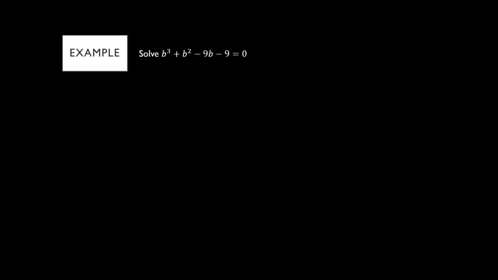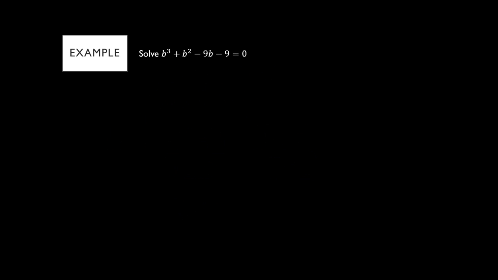Here we've got 4 terms. We've got b cubed plus b squared minus 9b minus 9 equals 0. So there's no greatest common factor here. I can't factor out a b like I factored out an x because the last term doesn't have one. But when you have 4 terms, that should indicate to you you want to try to factor by grouping.